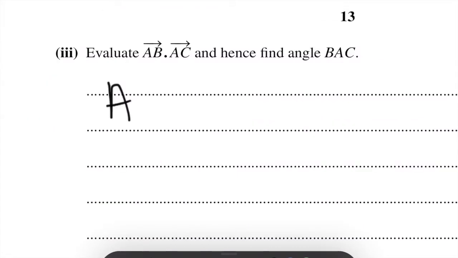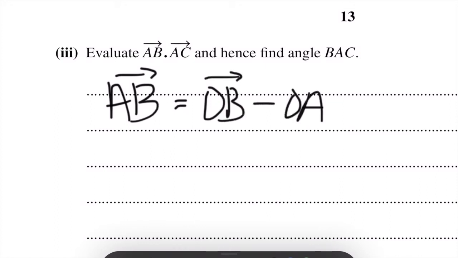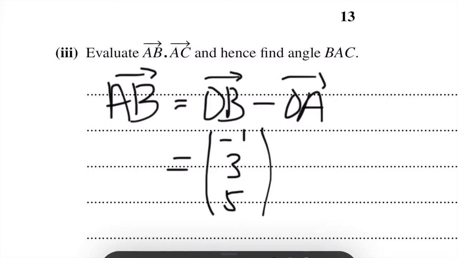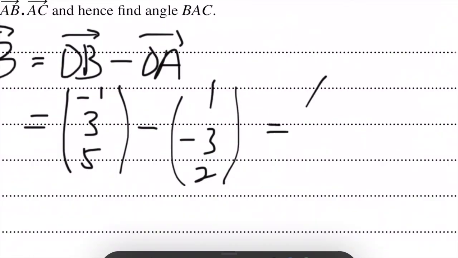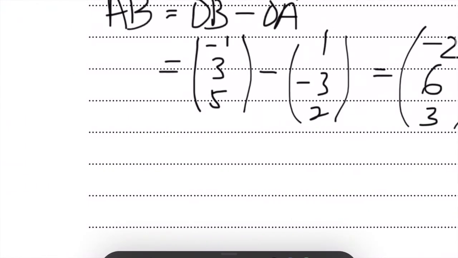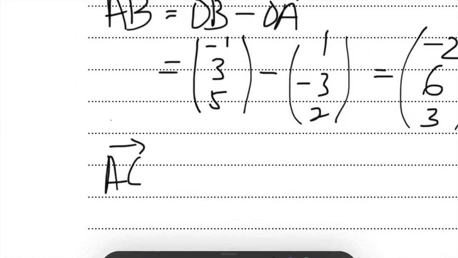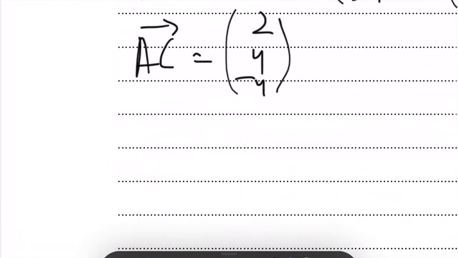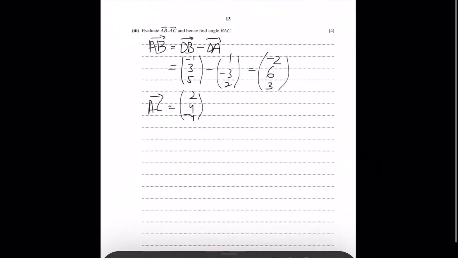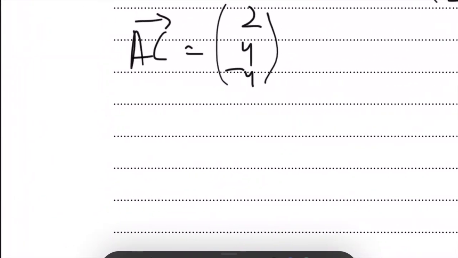First, we will need to find AB, which is OB minus OA. You can check both in the page before. 1, negative 1, 3, 5, minus 1, negative 3, 2. This will give us negative 2, 6, 3. We know earlier that AC is equal to 2, 4, negative 4. So we'll use the scalar product to find the angle BAC.